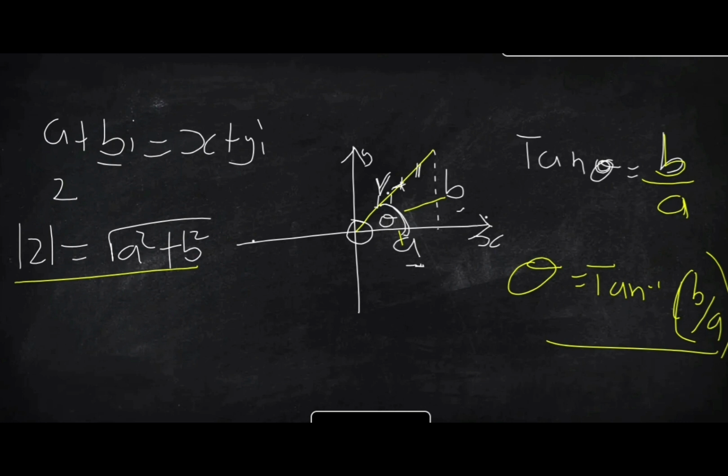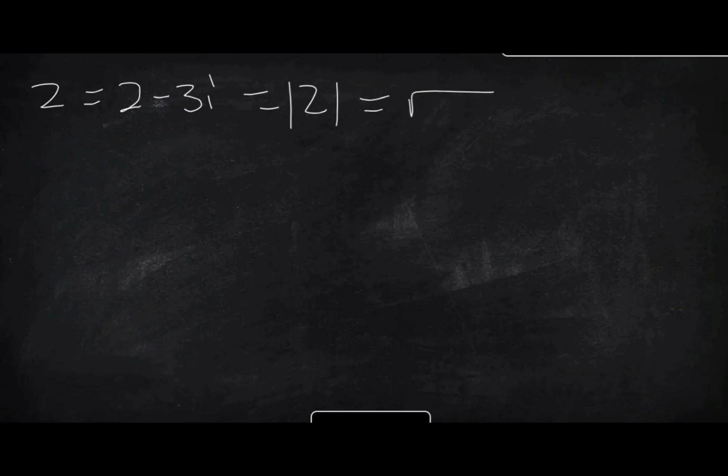Let's take examples. Let z equal 2 minus 3i. So to find the modulus or the radius of this, the modulus of z equals root of 2 squared plus 3 squared, which becomes root of 4 plus 9, which gives root of 13.